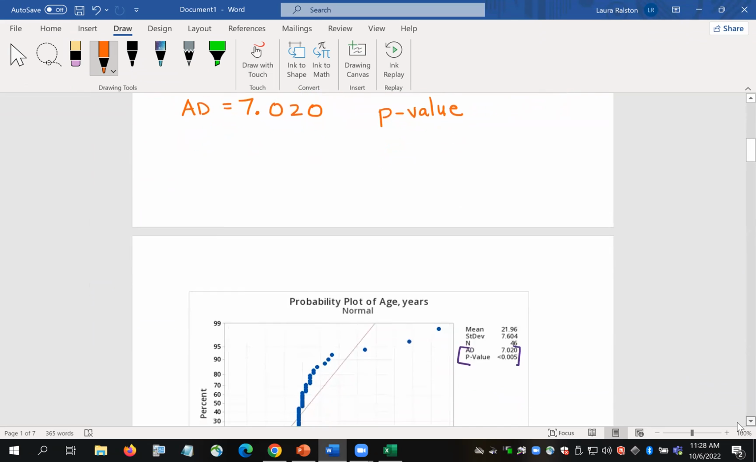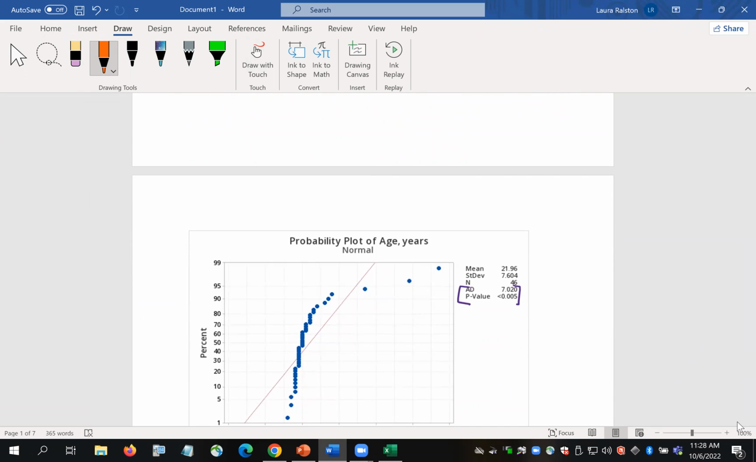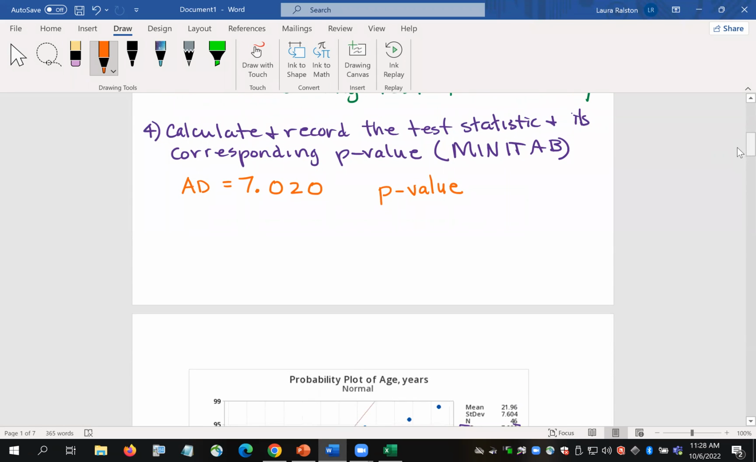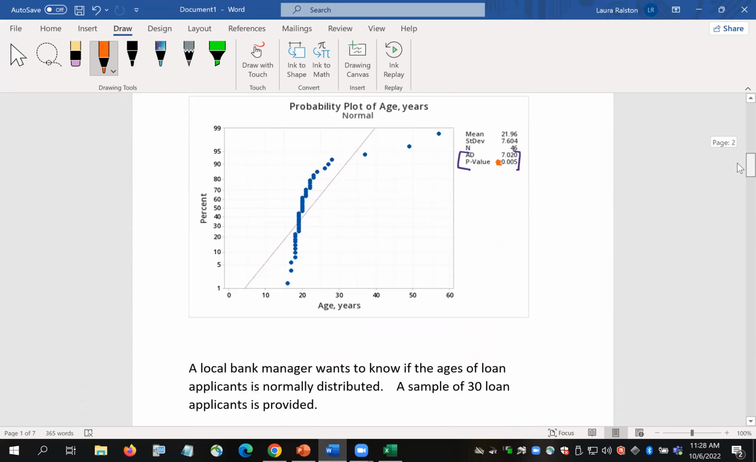And then it also gives me the p-value for that particular test statistic. Now, notice here how it says less than 0.005. Minitab is telling you that's a pretty small number, that it's less than 5 thousandths of a point. For our purposes, we just ignore the less than, and we're going to let the p-value equal 0.005. And both of those numbers come from the probability plot.